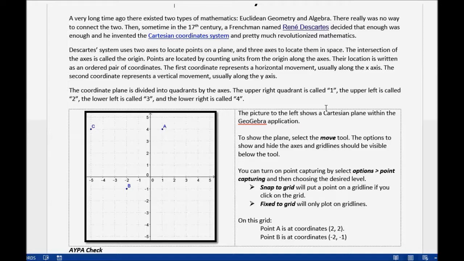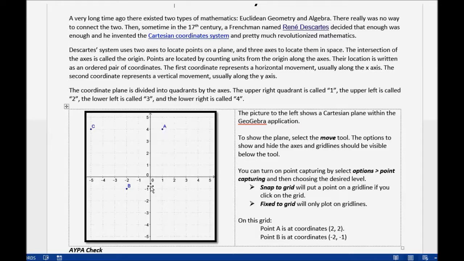His system uses two axes, and in the picture here you see them. This horizontal dark line is what we call the x-axis, and the vertical dark line is called the y-axis. The intersection of the axes is called the origin, and we plot points by counting units from the origin along the axes horizontally and then vertically.